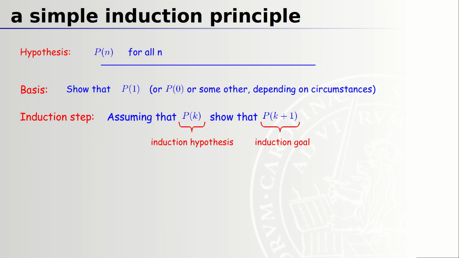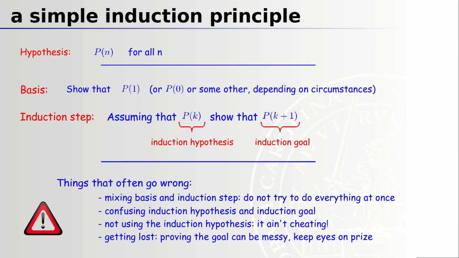And this is the general schema of a simple induction proof. To show the hypothesis, one needs to show the basis, and then the induction step from k to k plus 1. There are some pitfalls people using this kind of proof stumble over. These are some of those.